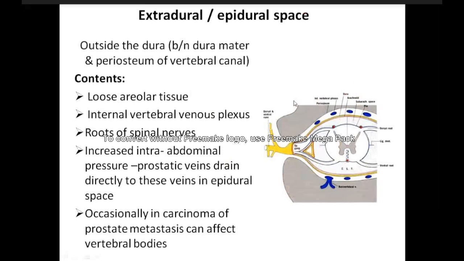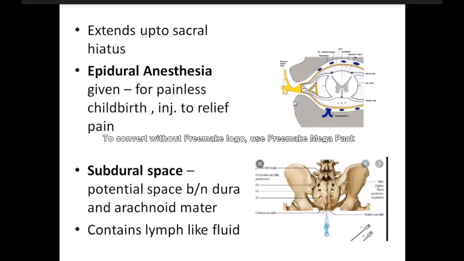Now next is the subdural space. Again, as the name suggests, sub means below the dura mater. Here you can see this is the extradural space, and this is the dura mater here. Now a very small potential space between the dura and the arachnoid mater is known as the subdural space, and it contains lymph-like fluid. Very small space here, so that is the subdural space.